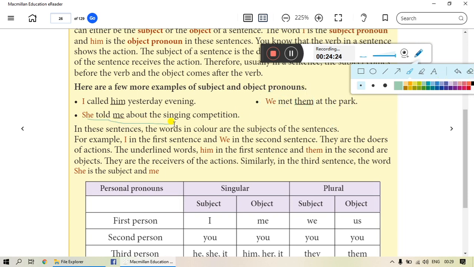She told me about the singing competition. So find out the verb first. She is being used in place of some girl's name. So it's a pronoun, obviously.